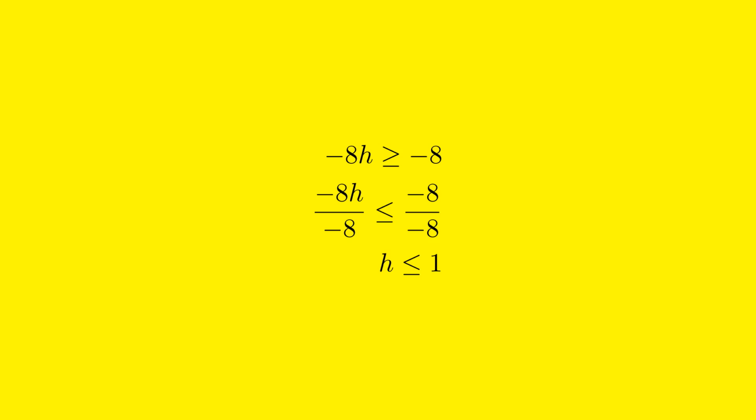This shows that h must be less than or equal to 1 to satisfy the inequality. Now let's express this solution in two forms, inequality notation and interval notation. In inequality notation, the solution is h less than or equal to 1. In interval notation, we write the solution as negative infinity to 1, including 1. Here, negative infinity indicates that h can be any number less than 1, and we include 1 in the solution because h is less than or equal to 1. Therefore, negative infinity to 1, including 1, is the final solution in interval notation.